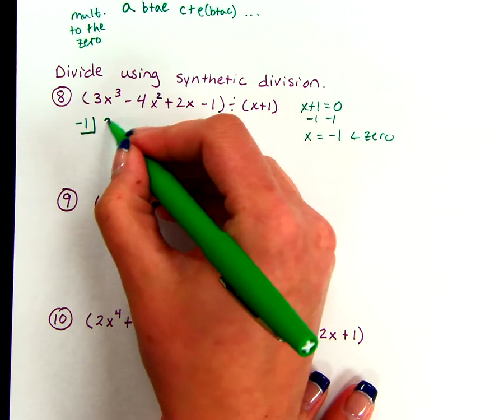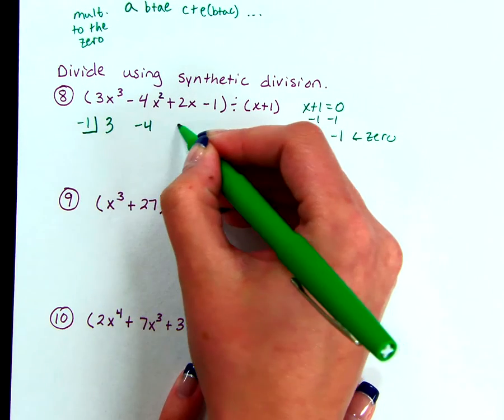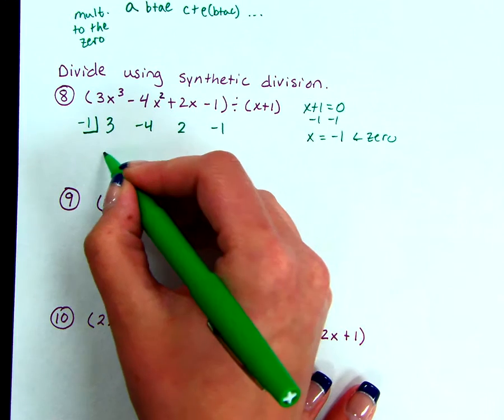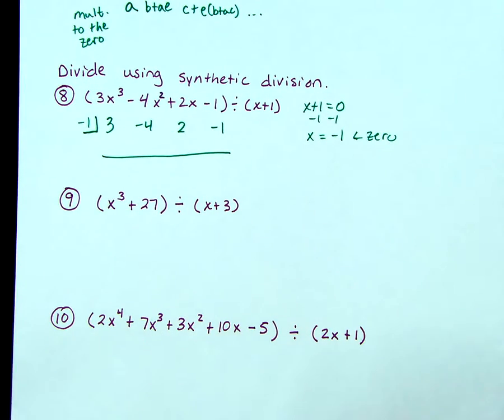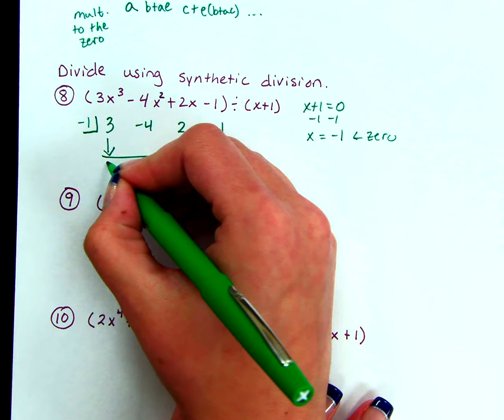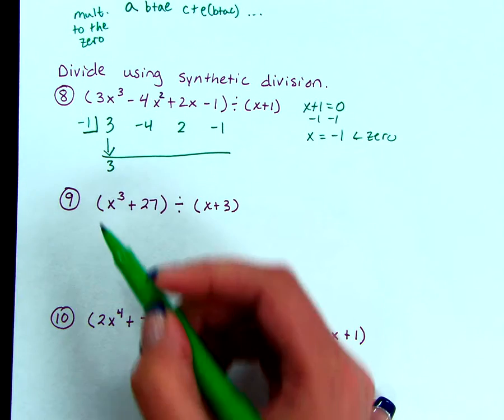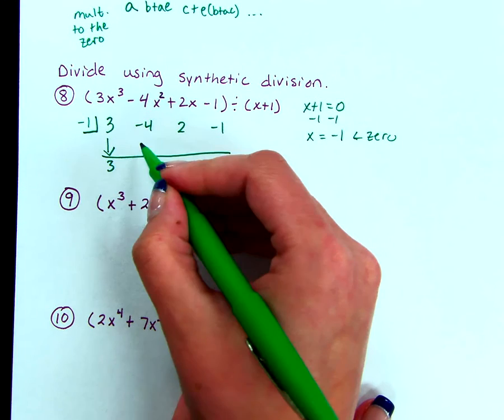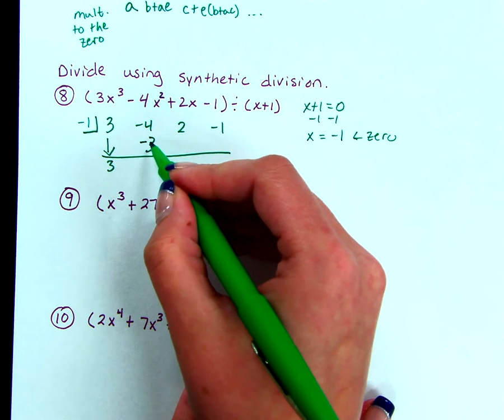So we would write 3, negative 4, 2, and negative 1. Leave a little bit of space, draw a horizontal line. Okay. First term always comes down no matter what. And then we multiply to the 0. So 3 times negative 1 is negative 3.